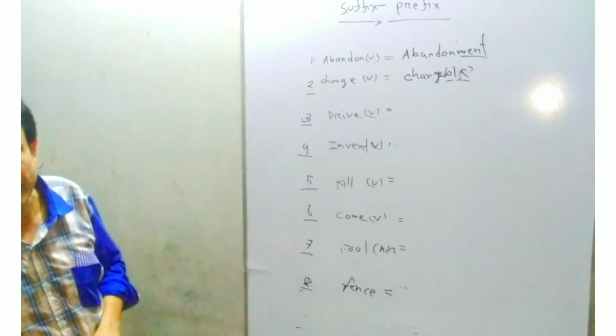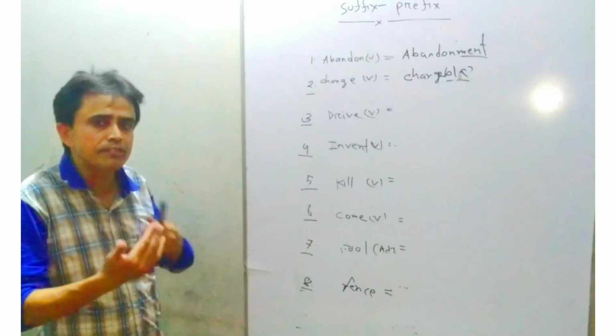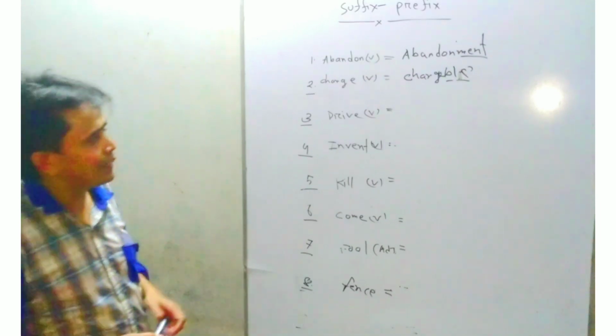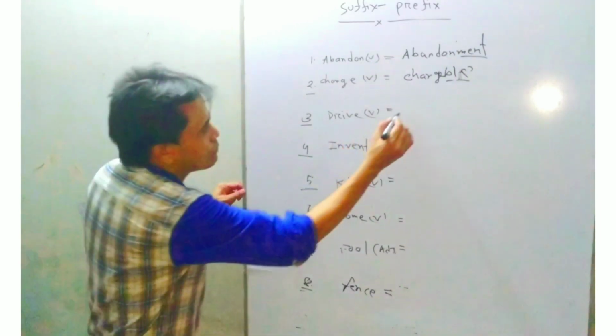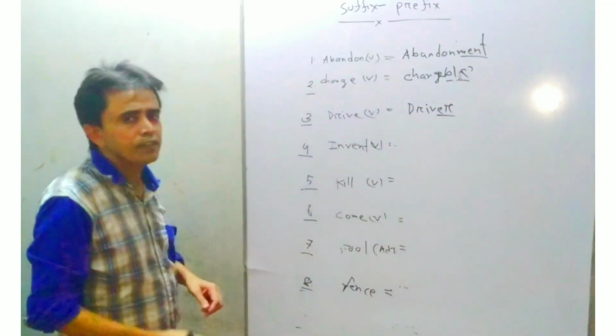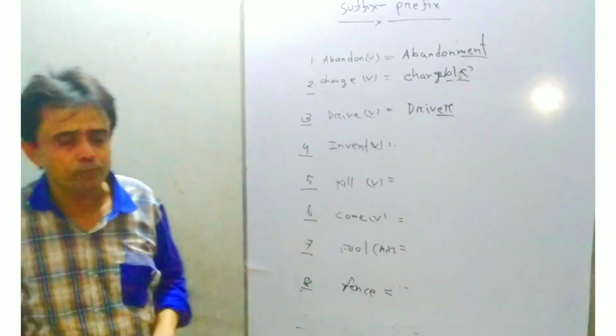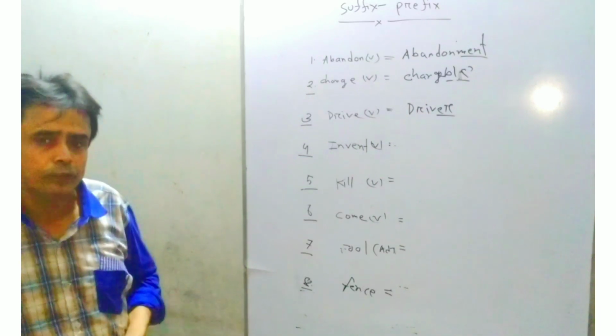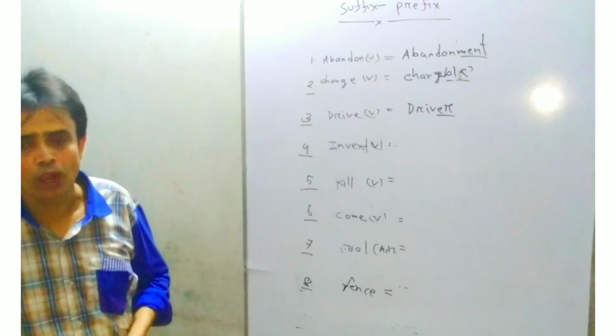That is a verb, and now we can change it into a noun. How? By applying some method, like driver, D-R-I-V-E-R, driver. So first it was a verb, then we have converted it into a noun. So how is it possible?